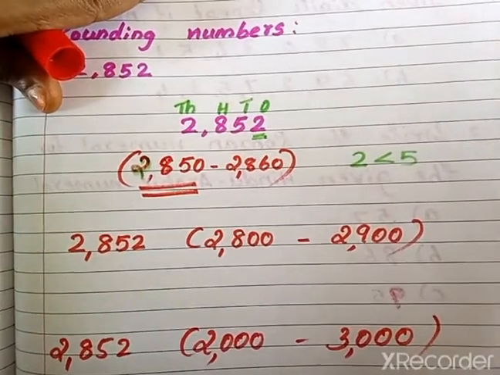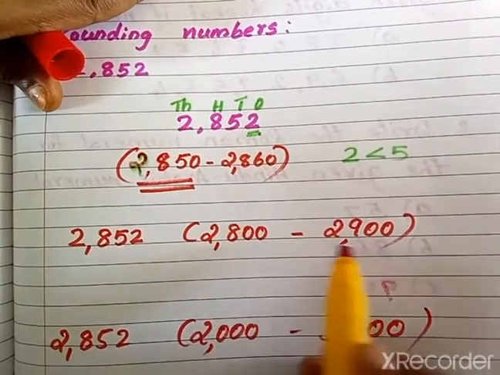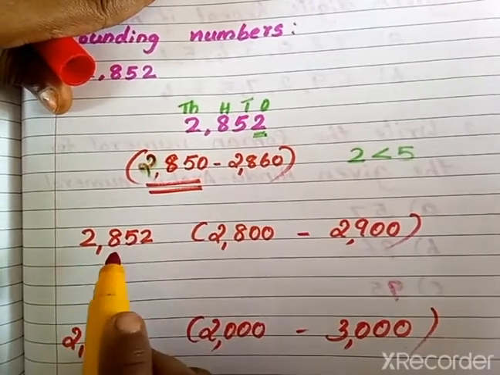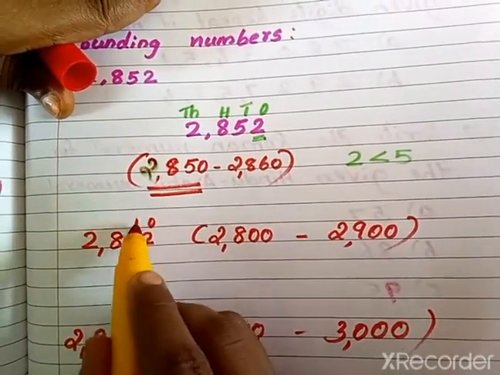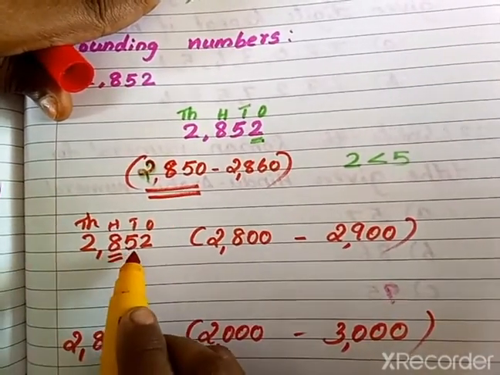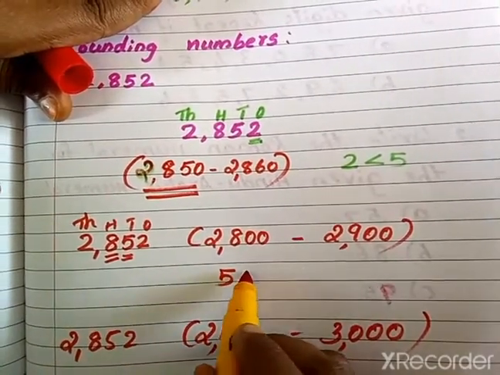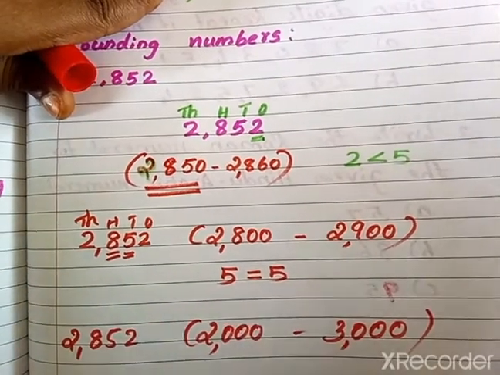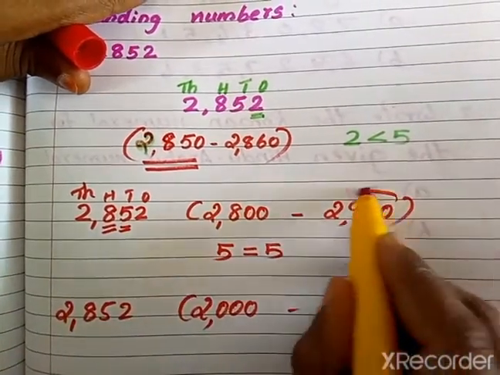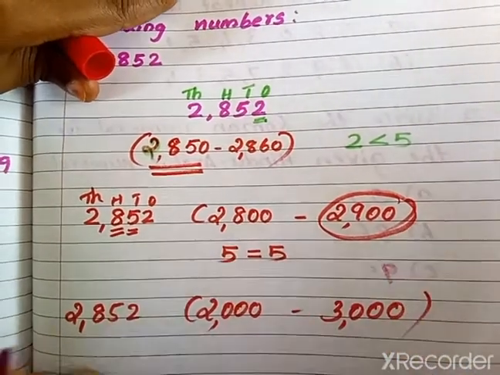Okay. Now let us see how to round off to the 100. Here it comes between 2800 and 2900. So since I am going to round off to 100, I must see the tens place, right? This is ones, tens, hundreds, thousands. So I must check the tens place digit. Tens place, what do I have? 5. When I compare this 5 with 5, what do I get? 5 is equal to 5. So when 5 is equal to 5, I said we have to round off to the second multiple of 100, that is 2900.